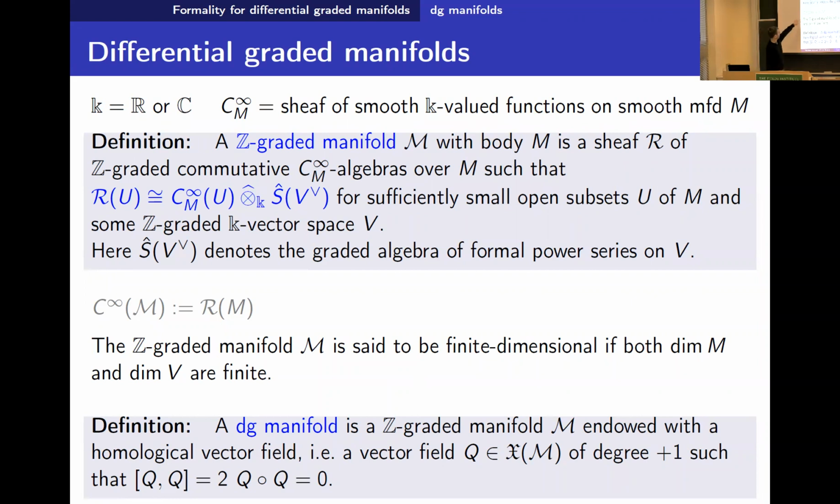Okay, so I'm going to write C infinity of curly M to denote the space of global sections of that sheaf R. And I say that such a Z-graded manifold curly M is finite dimensional if both its body and this vector space V are finite dimensional. Then a DG manifold is a Z-graded manifold endowed with, like in Alberto's talk yesterday, a homological vector field, essentially a derivation Q of this sheaf R of degree plus one that squares to zero.